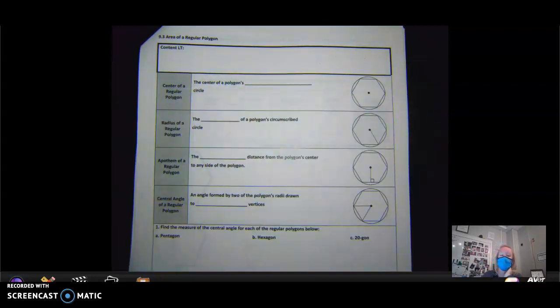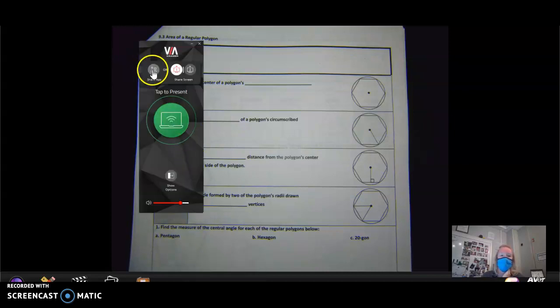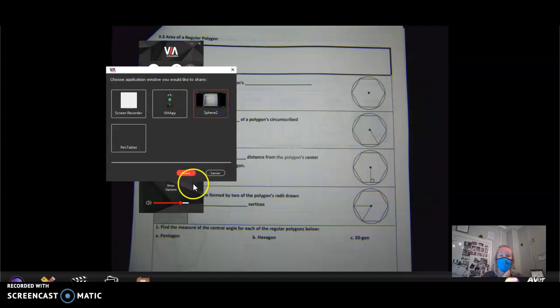And it would help if that was being projected. What do I want to share here?